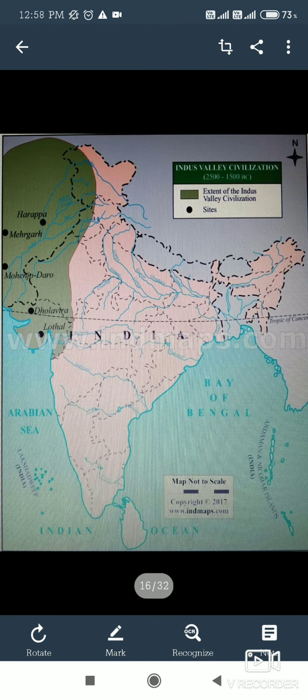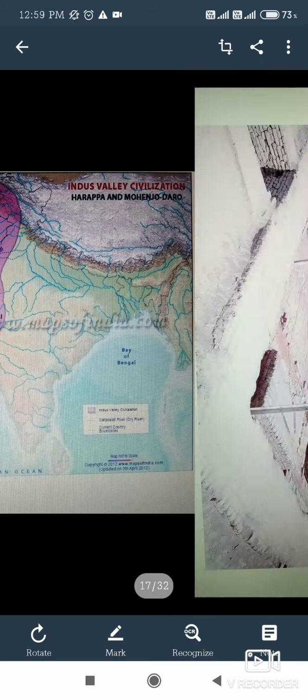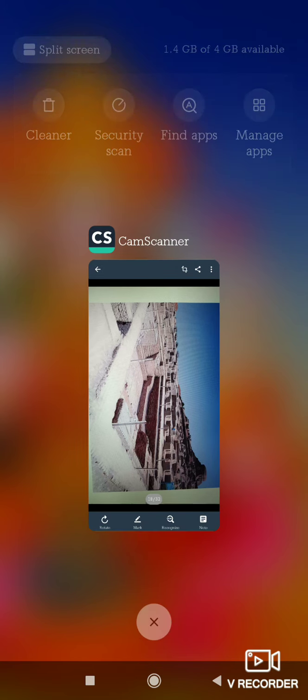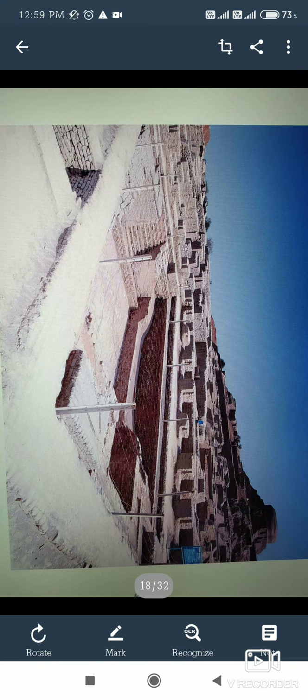Okay, when you see the map of India, you will find on the north and western side, that is depicted in green color, Harappa, Mehrgarh, then Mohenjo-daro, then Dholavira, then Lothal. It is found in the north and western side only. Then this is also Mohenjo-daro, Harappa sides and the Indus river. This is the town planning. This is the great bath. Okay, this is the great bath, how the people were using it.